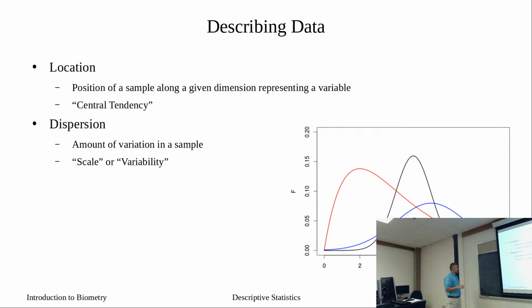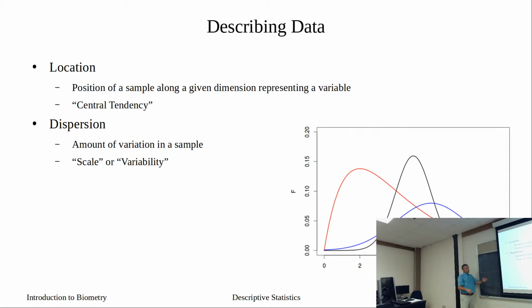Our location tells us where on that range of measurements most of our data will fall. The primary one is central tendency, so mean or median. Dispersion tells us the variability in our data, how much variation we actually have in our sample. So location tells us where along our measurement axis we fall, and dispersion tells us how wide our data is on that axis itself.